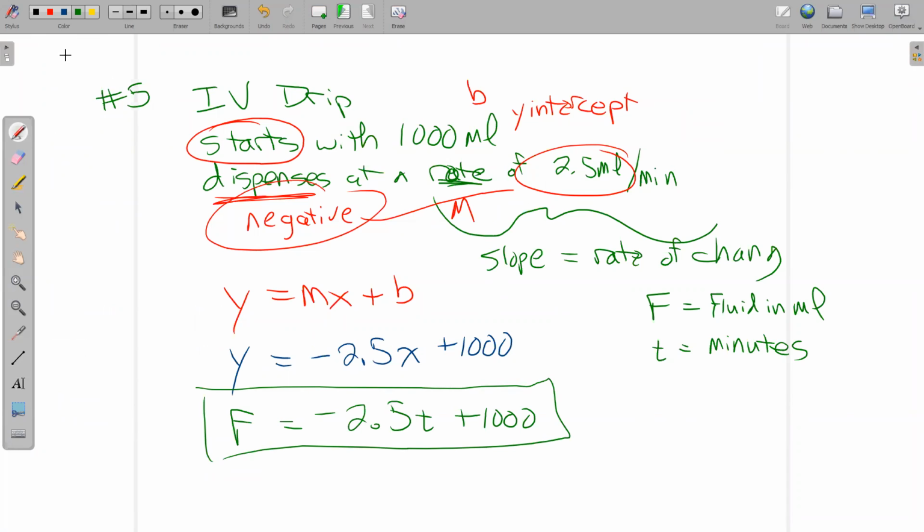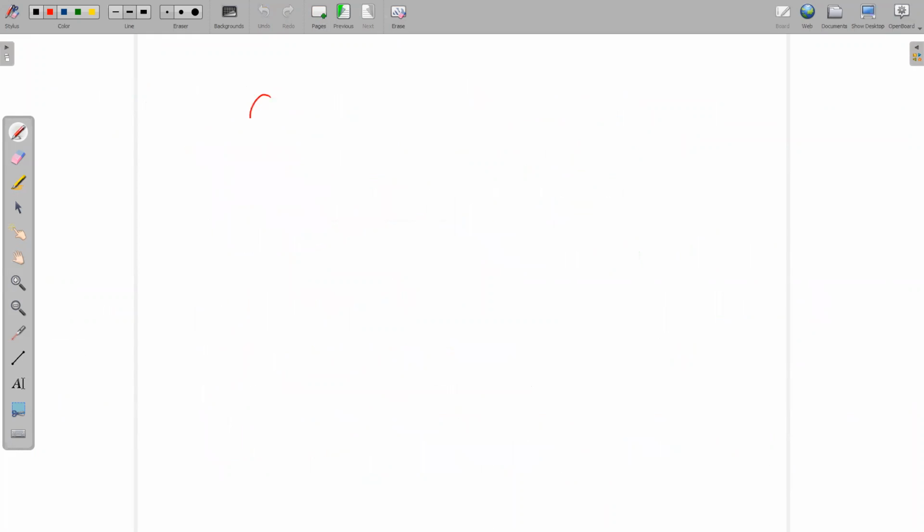So let's try it. So we've got that equation there. We're then asked, when is the fluid gone? And then I have to realize that that means the fluid is 0, right? Gone. So I put a 0 for F and solve. So new page, 0 equals negative 2.5 times T plus 1,000. And we've solved equations like this before.